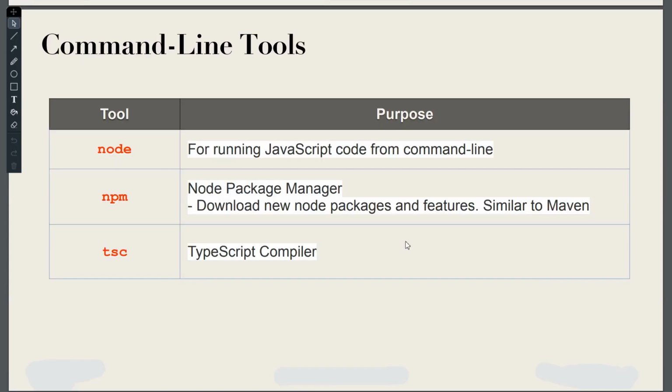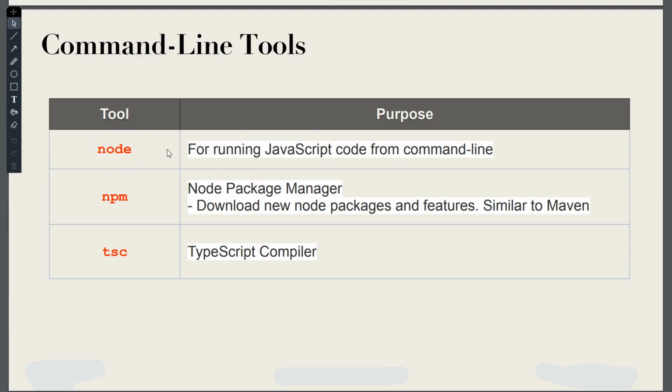The last thing is the command line tools. We use three main command line tools: node, npm, and tsc. Okay, we will understand what node is, what npm is, and what tsc is. Node stands for Node.js, which we have installed on our Windows system. Node.js is for running JavaScript code from the command line.